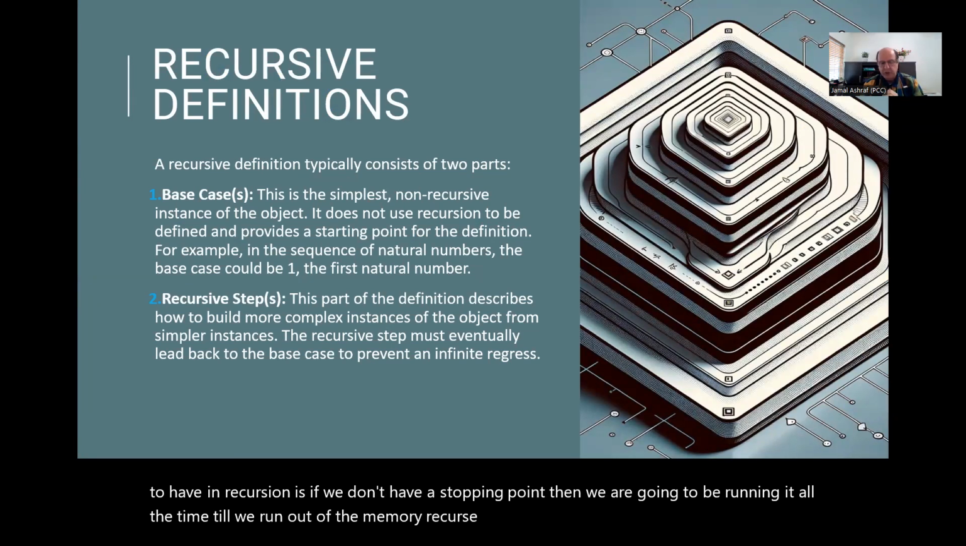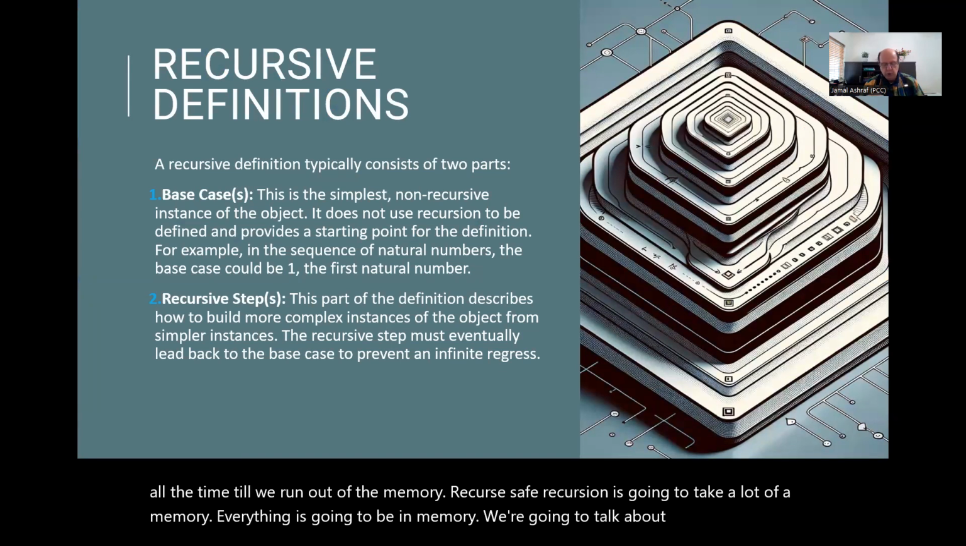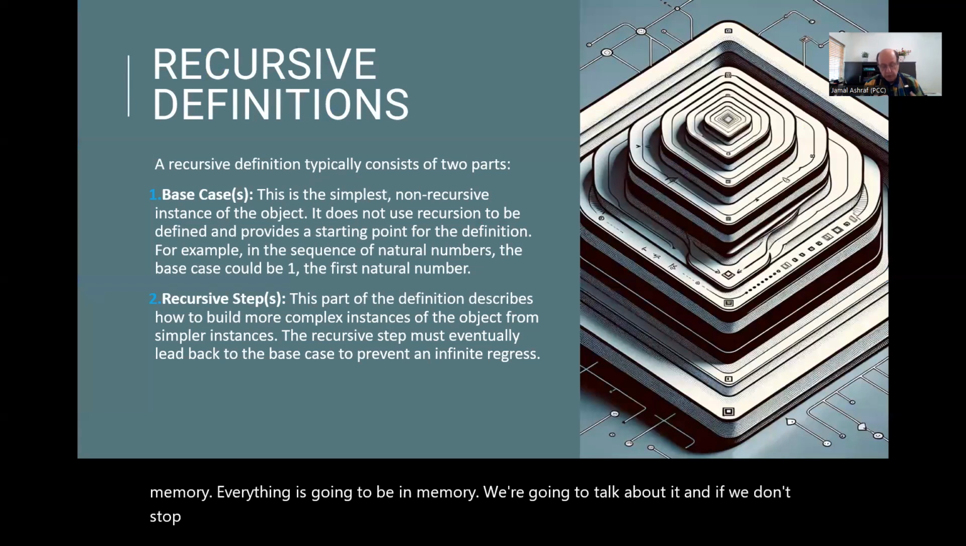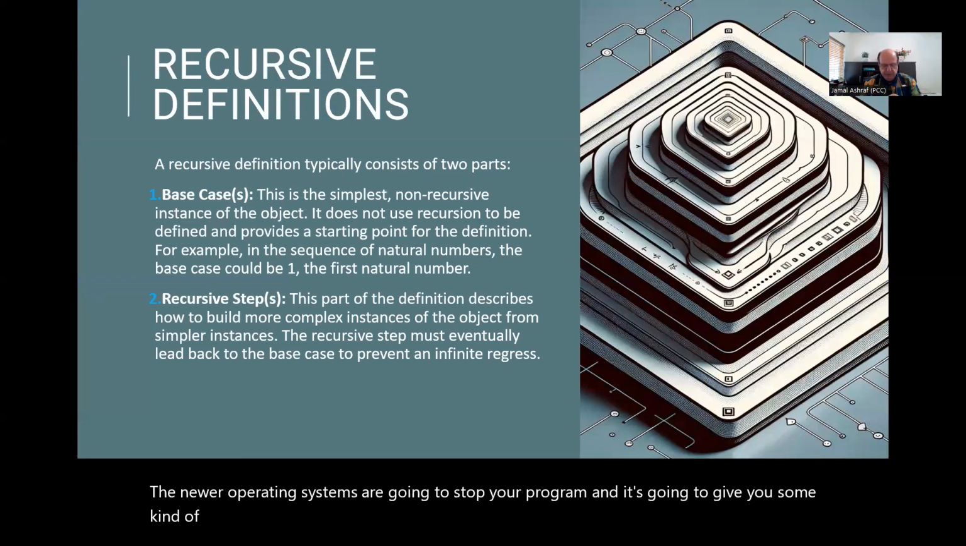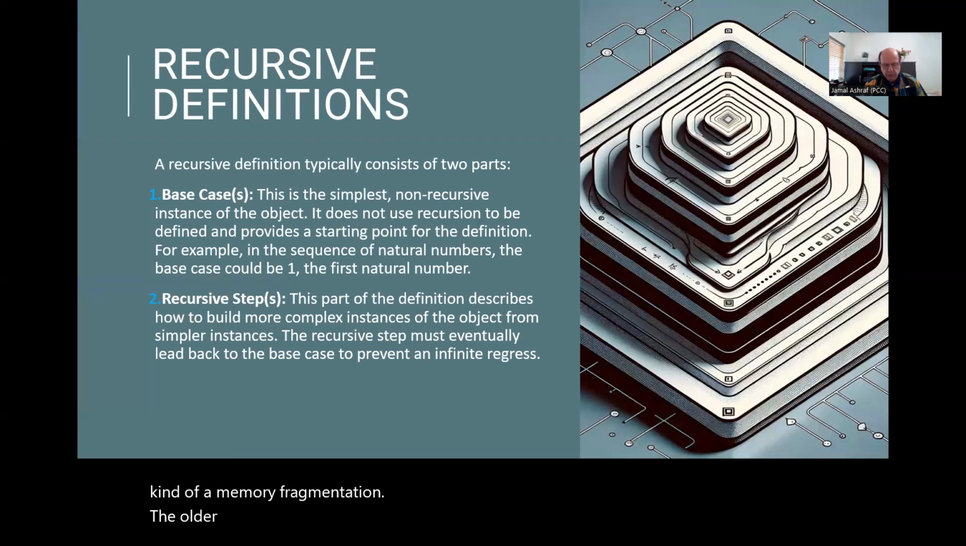Recursion is going to take a lot of memory. Everything's going to be in memory. We're going to talk about it. If we don't stop it, or if our program is using a lot of memory, eventually you can run out of memory. The newer operating systems are going to stop your program and give you some kind of memory fragmentation error. The older computers would crash because they don't have any memory anymore. So that would be the base case.